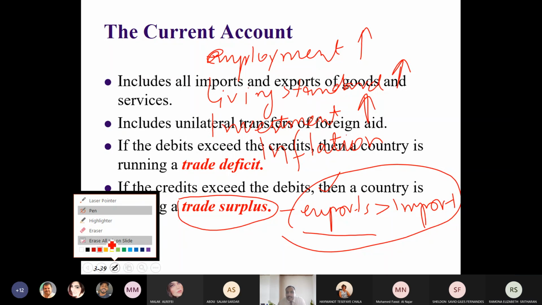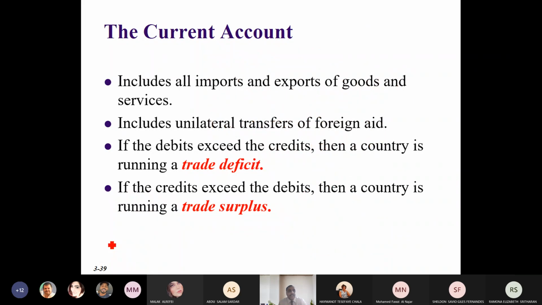And how did that happen? Because China was exporting more to the US and importing less from the US, right? And the US was importing more from China and exporting less to China. And in return, what was happening in the US? Because of this trade deficit, what was happening in the US? Let me open a slide here.